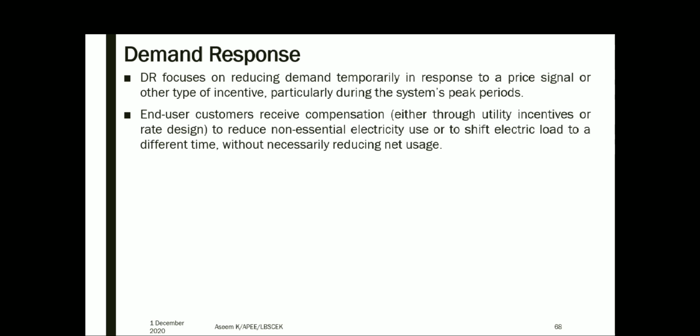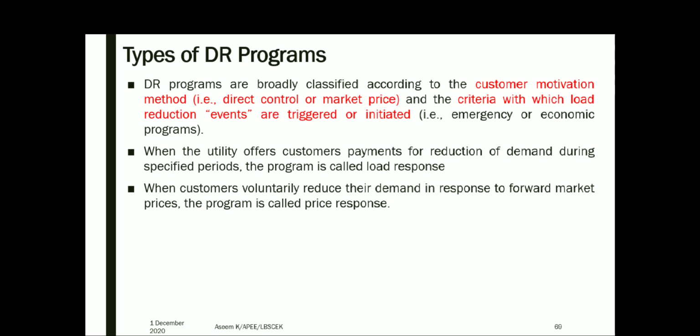So, for example, a large customer may switch from grid supplied electricity to backup generators when called to do so by a utility. As per the instruction from the utility, they are switching from the grid to a backup generator, so in a way they are helping the utility, and they will receive some incentives. So that is the demand response program. There are different types of demand response programs.